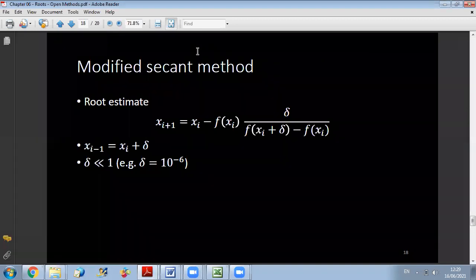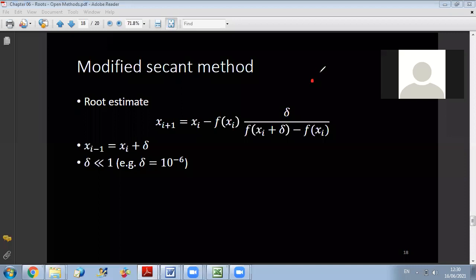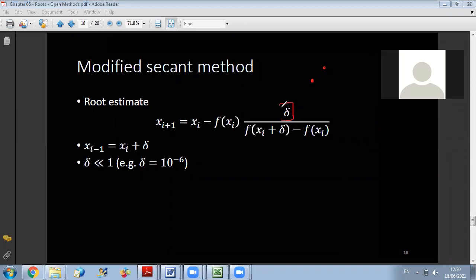Okay. Now, we will see another, modified version of the secant method. As we said, the secant method takes two initial guesses, and each time we update the 2 points. The modified secant method will just start from one guess. It will take 1 point, and instead of taking a second point, it will take a certain delta x.